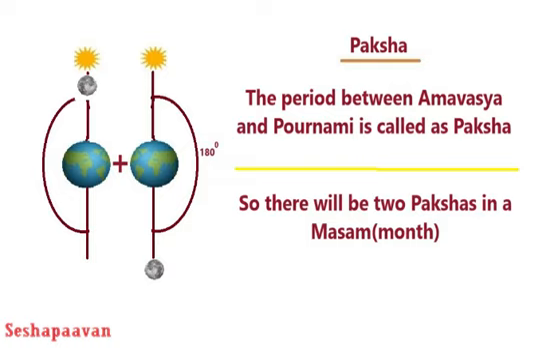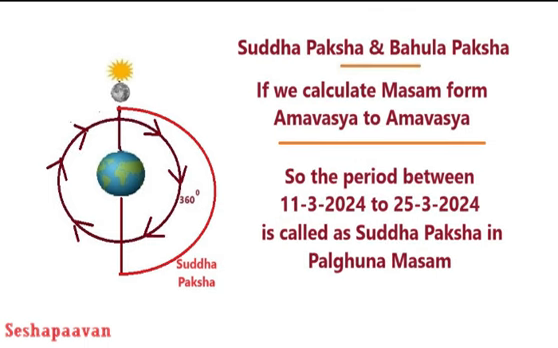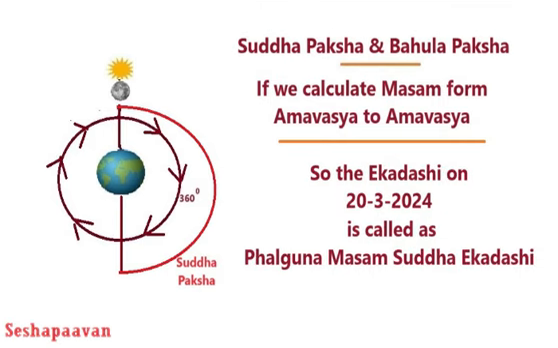Now, Suddha Paksha and Bahula Paksha. If you calculate Masam from Amavasya to Amavasya, the period from Amavasya to Purnima is called as Suddha Paksha. So the period between 11th March 2024 to 25th March 2024 is called as Suddha Paksha in Palguna Masam. I am also giving the dates as an example. So the Ekadashi on 20th March 2024 is called as Palguna Masam Suddha Ekadashi.